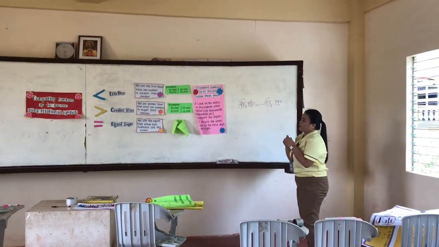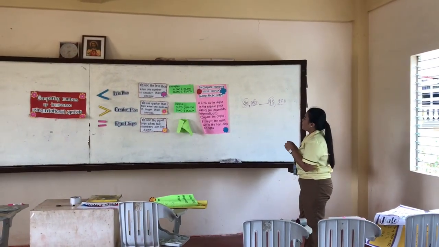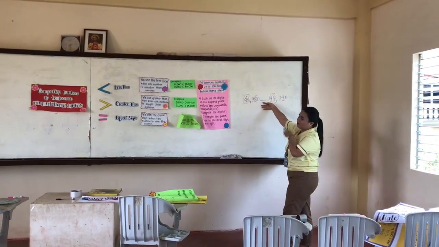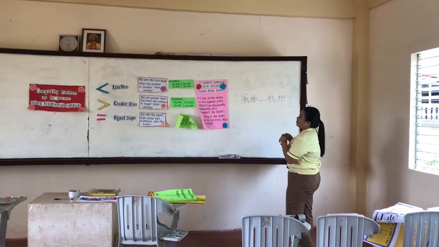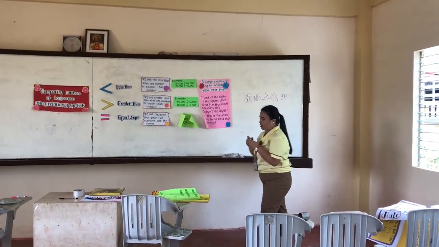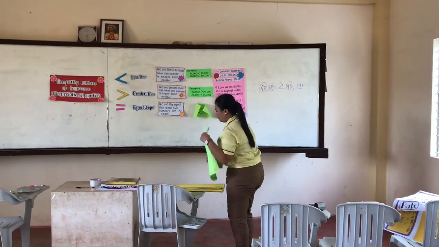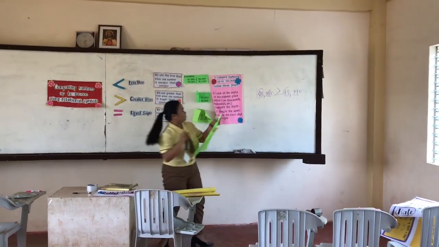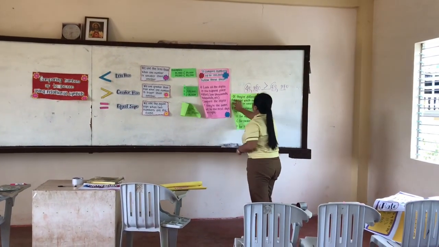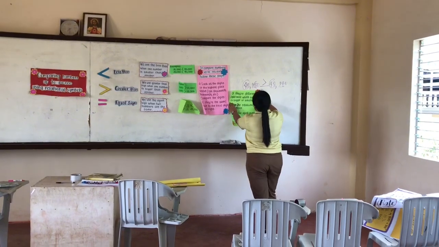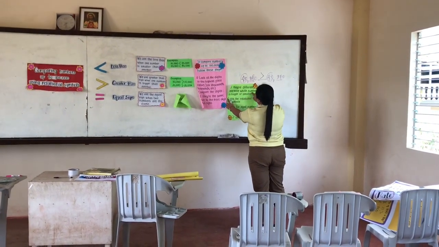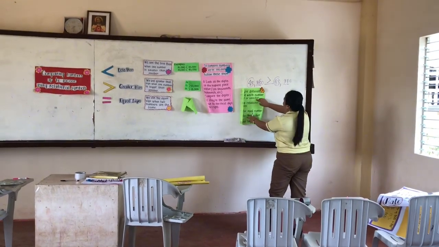So what will be the relational symbol that we're going to use in this problem? We're going to use greater than. So this is the symbol of greater than. This is the third step. In the problem that we did earlier, if they're different, determine which number is bigger or smaller.